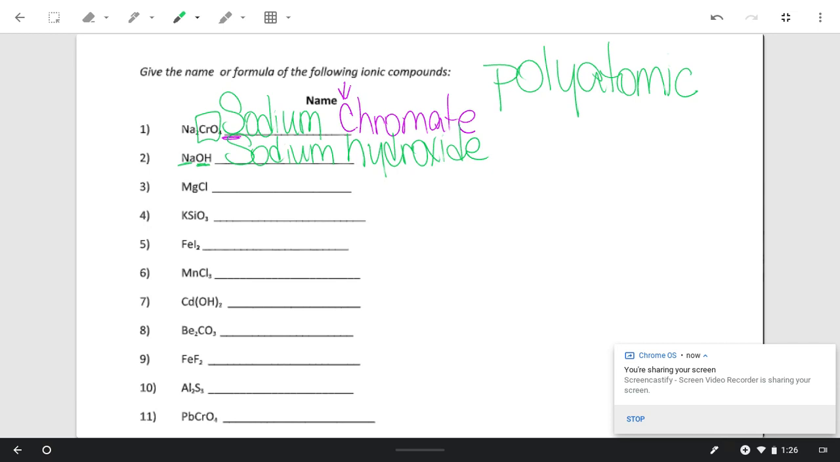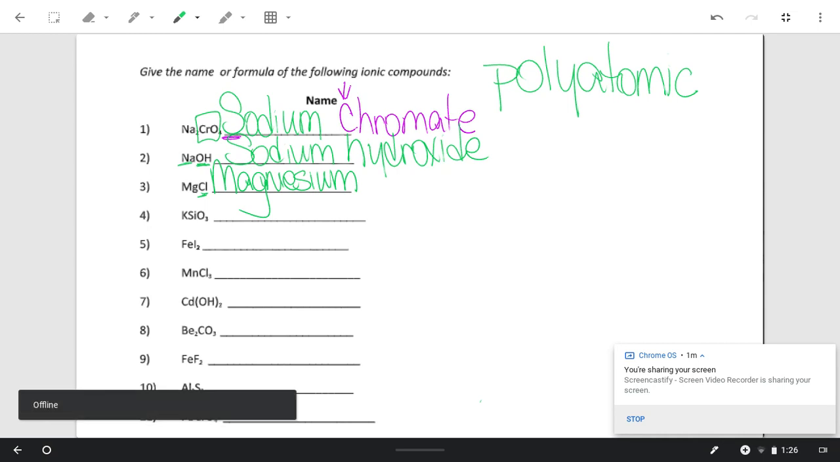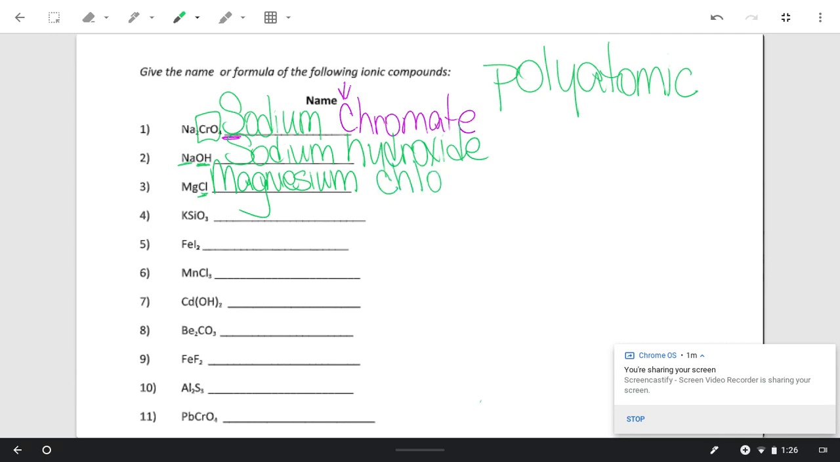Number 3, look at your periodic table if you don't know what Mg is, and it is magnesium. Look at your periodic table, see what Cl is, and that is chlorine. But if you remember from the steps, you are going to have to add IDE. Remember, it's lowercase, so it's magnesium chloride.